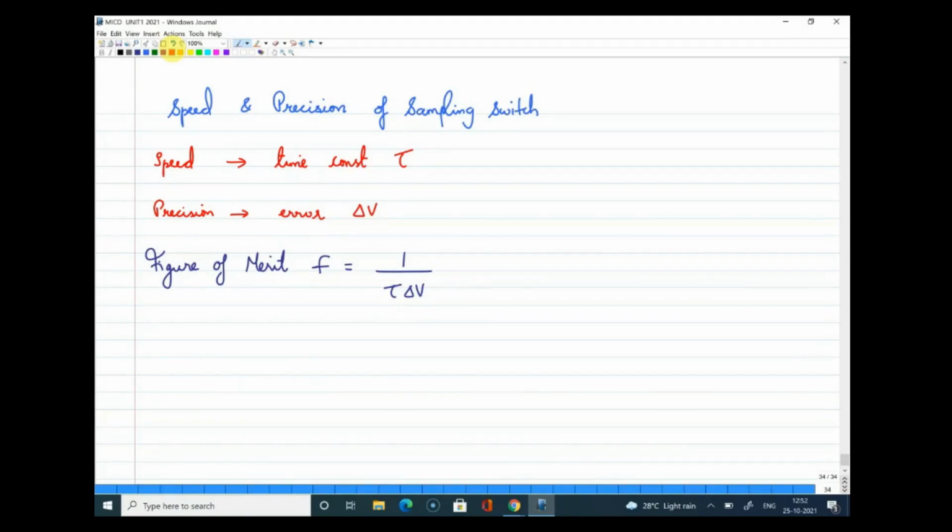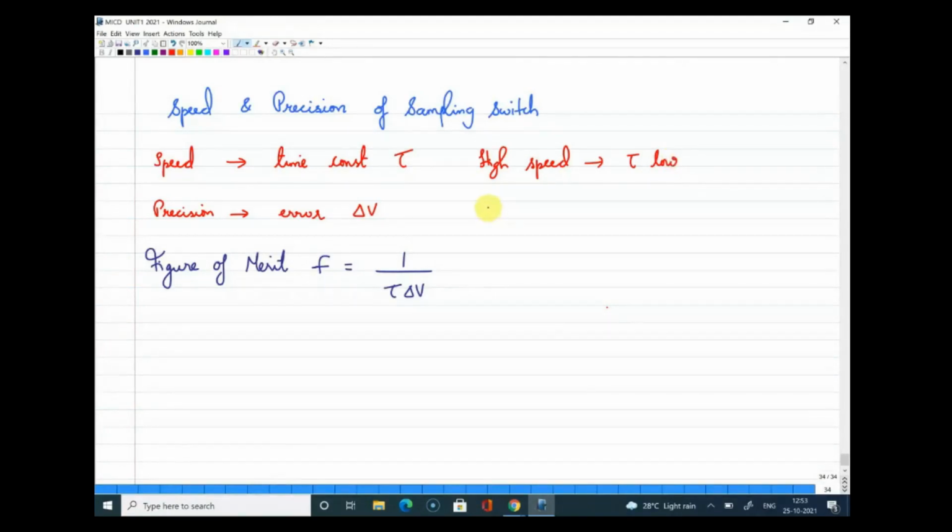So if you look for high speed, what should be the value of tau? For high speed, tau should be low. Yeah, Navishri, yes, your answer is right. The figure of merit value should be high.